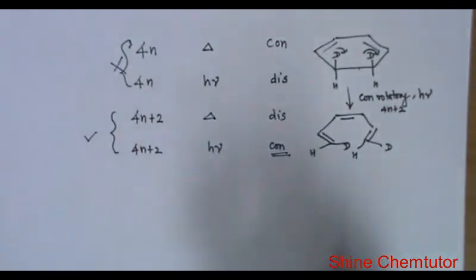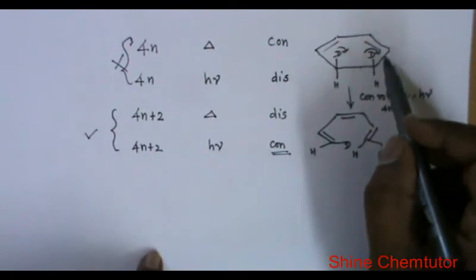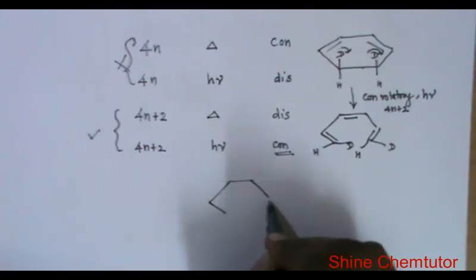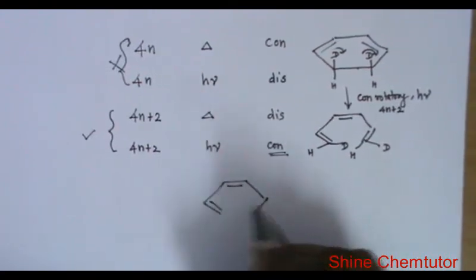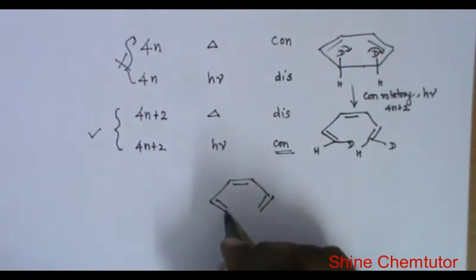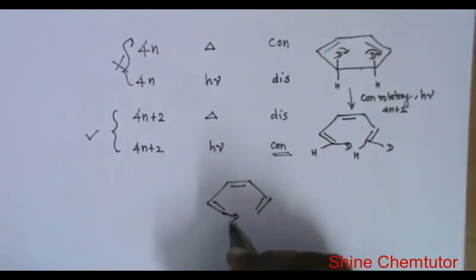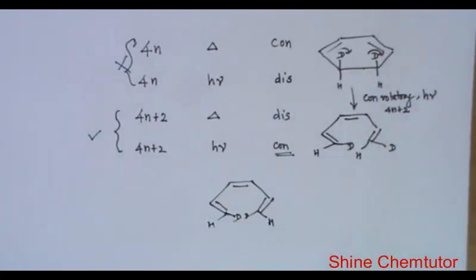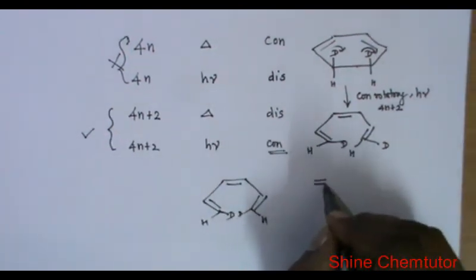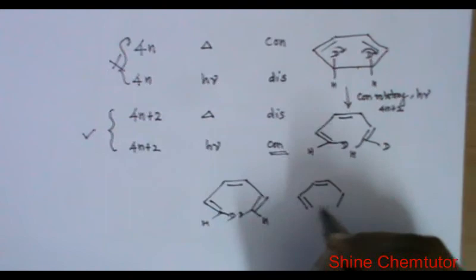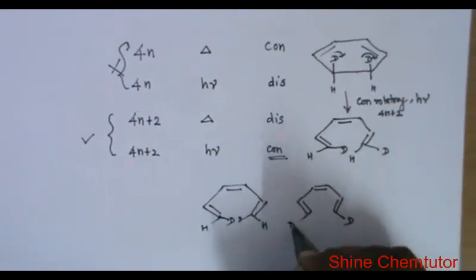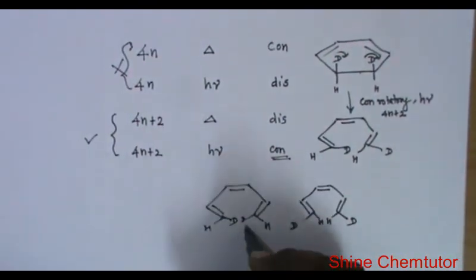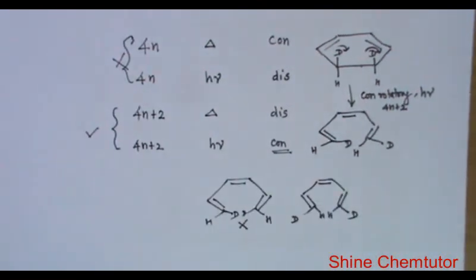I go for disrotatory, that is, one in this direction clockwise, another one in anti-clockwise direction. If I do that, the product whatever I get will be this. This is one possibility. The other possibility is also there, that is deuterium will be like this, like this. So I can get two products. This has not been given, this has been given in the question.